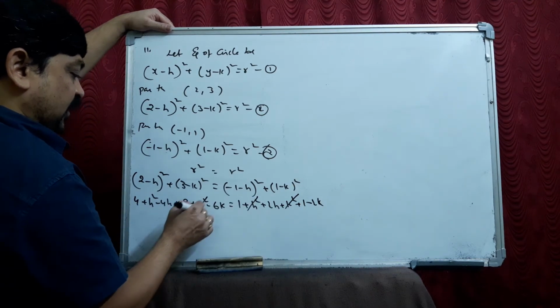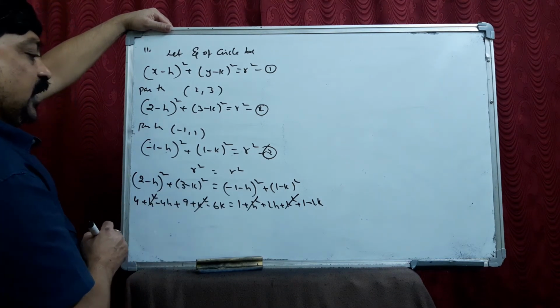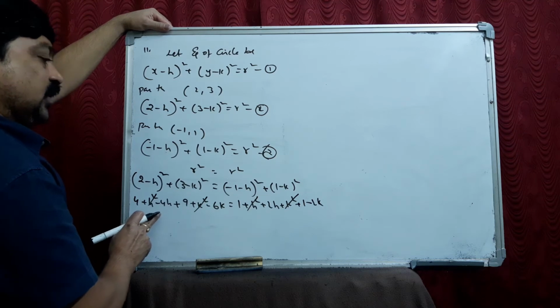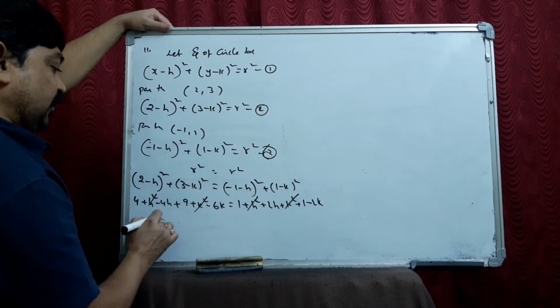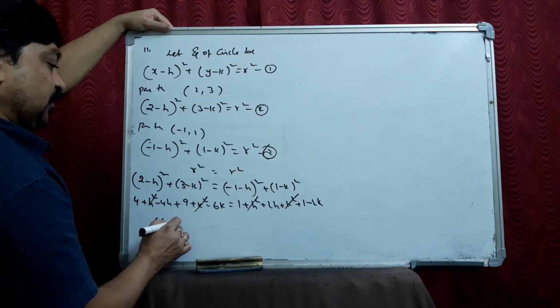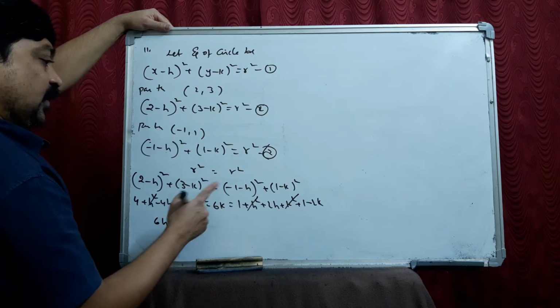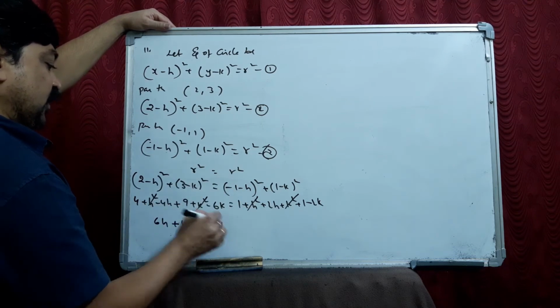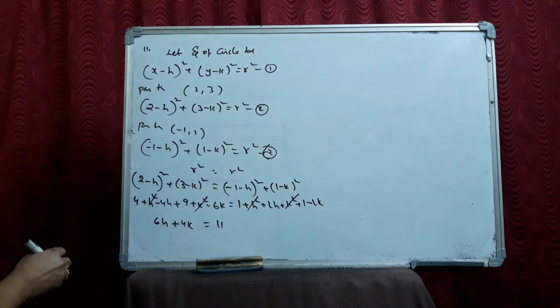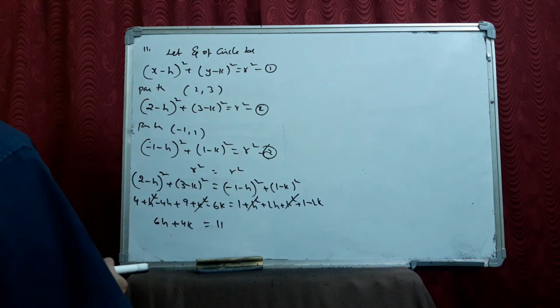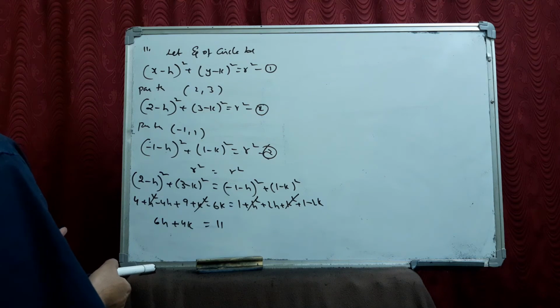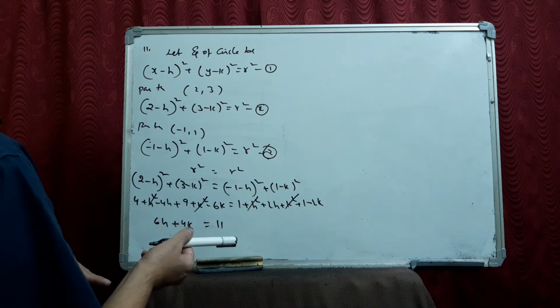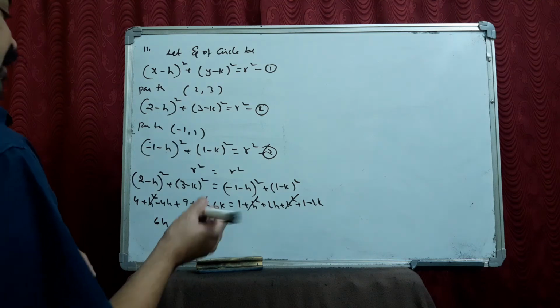k square, h square gets cancelled on both. Let us bring all h terms to one side. Let us take these that side so that it becomes 6h plus 4k, 1 plus 1, 2. Bring 2 here, 13 minus 2, it is 11. 6h plus 4k is equal to 13 minus 2, 11.